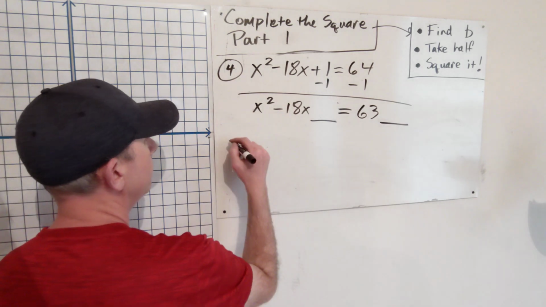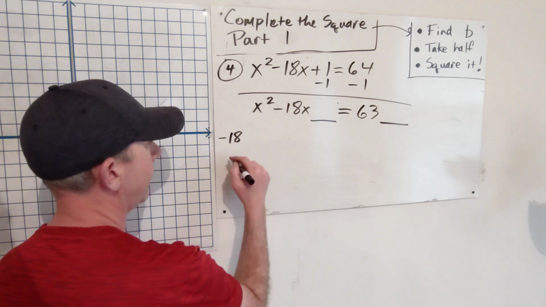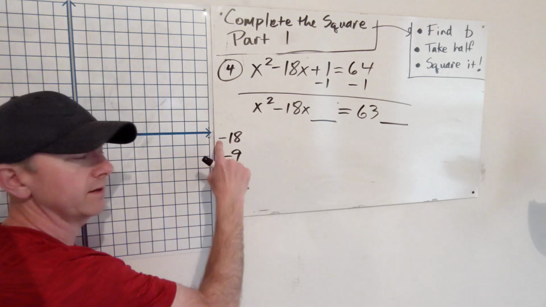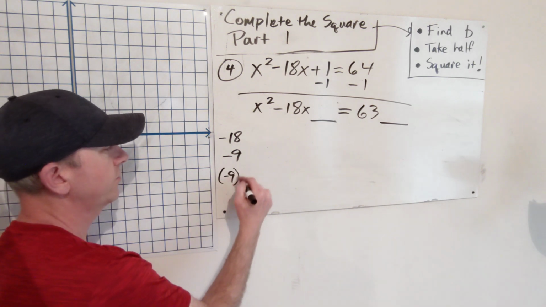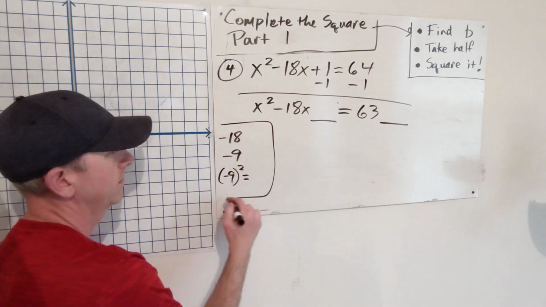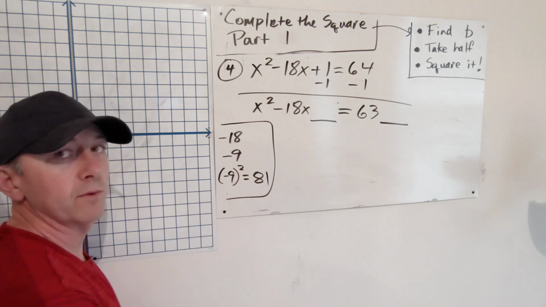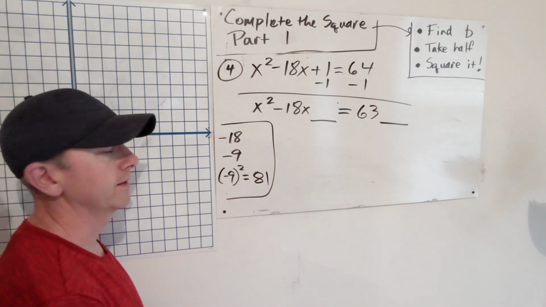All right? So we take b is negative 18. Take half is negative 9. Notice I kept the negative 9. I kept negative 18 right there. Now negative 9 squared, though, any negative times a negative is going to be a positive. So that is a positive 81. So be careful. This is the first one we've had that's negative.